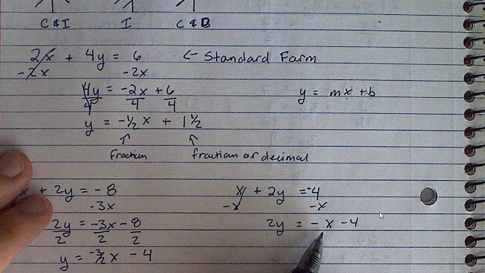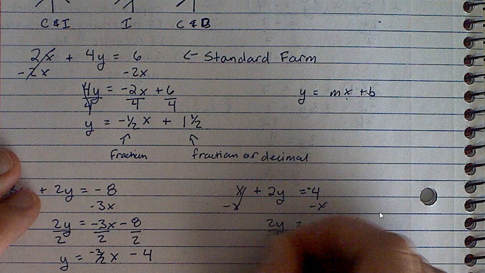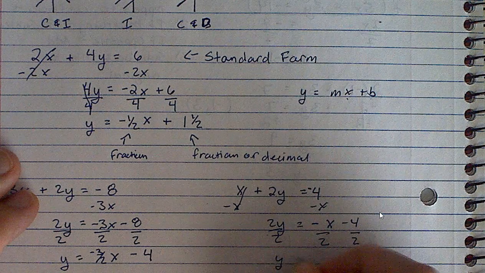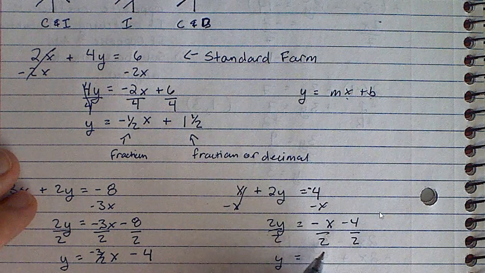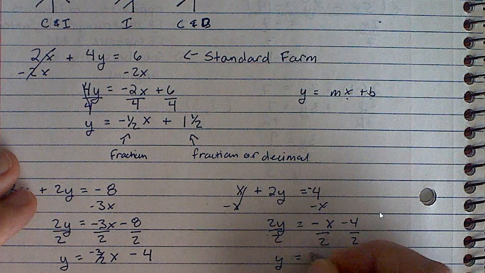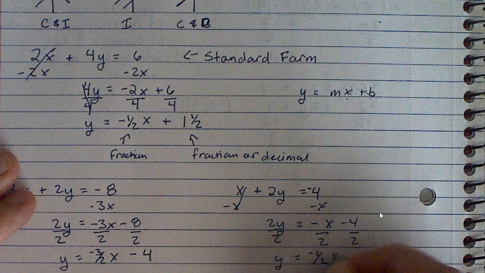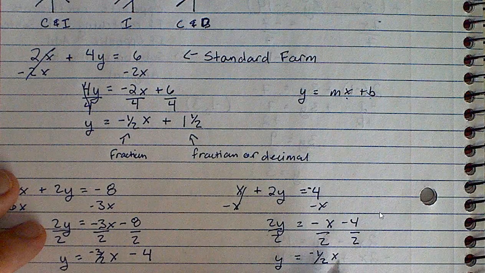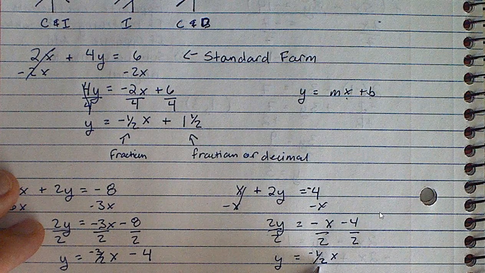So when you divide everything by 2, this becomes y is equal to negative x over 2. This is the same thing as negative 1x over 2, which is the same as negative 1/2 x. You could leave it as negative x over 2. That's fine. But if you're trying to find your slope, it would be negative 1/2 in this case. And then it would be minus 2.